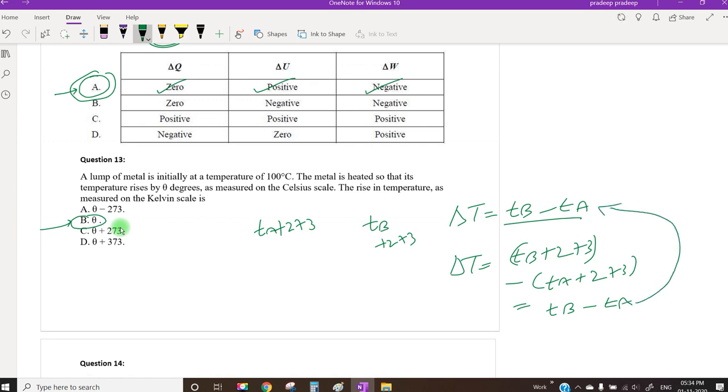So initially the temperature rise was theta, measured on the Celsius scale. Even in the Kelvin scale, this rise would be the same, theta. Smira, did you understand the logic?